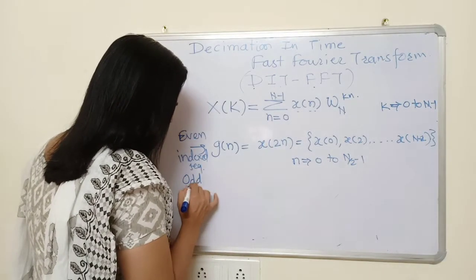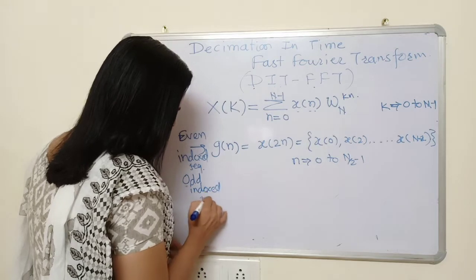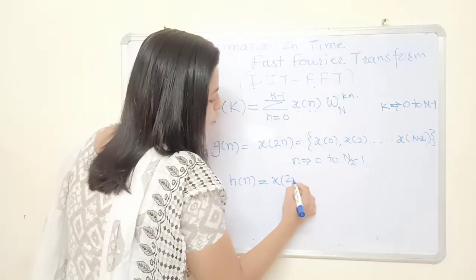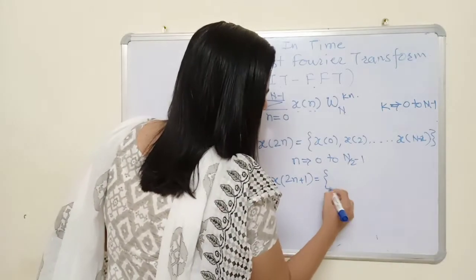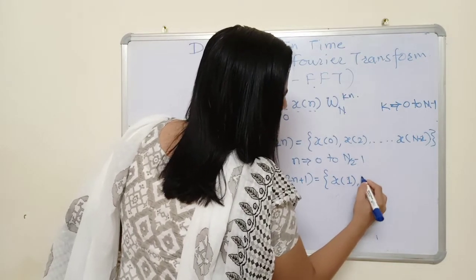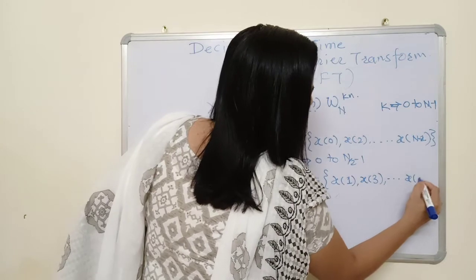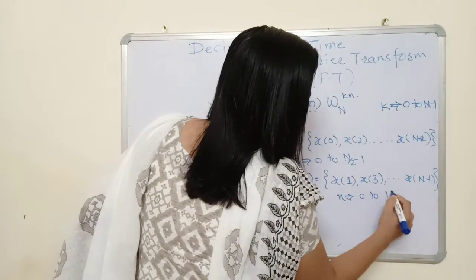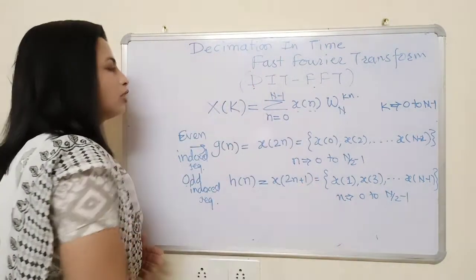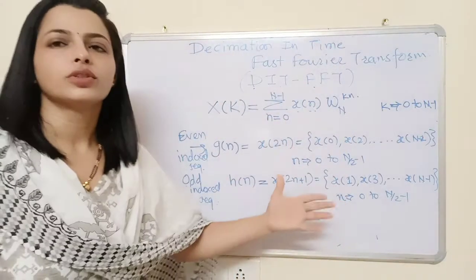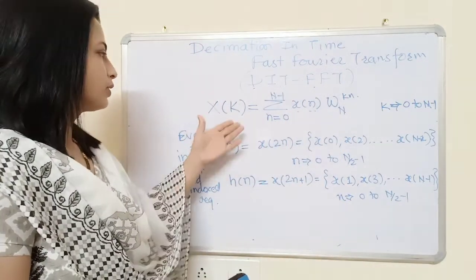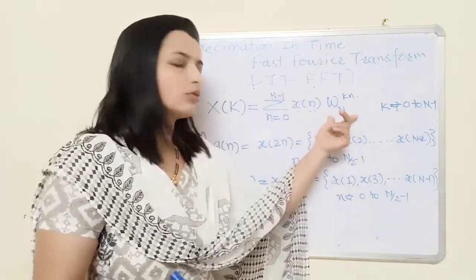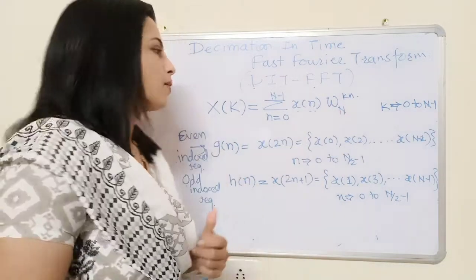Then the odd indexed sequence. We assume that h of n is equal to x of 2n plus 1. These are x of 1, x of 3, up to x of N minus 1. Again, you can put n values starting from 0 to N by 2 minus 1 to get these values. Before proceeding with this definition, dividing it into two parts, first we'll see some properties of the twiddle factor.